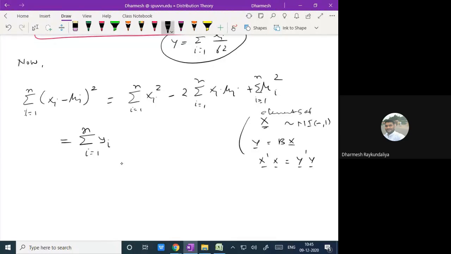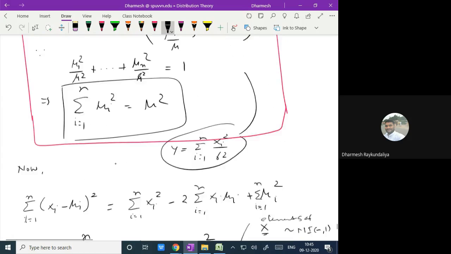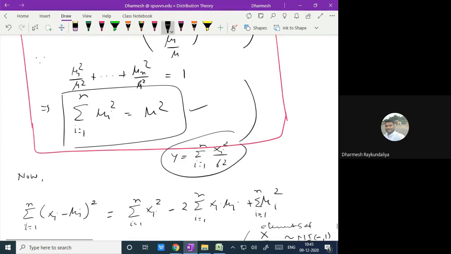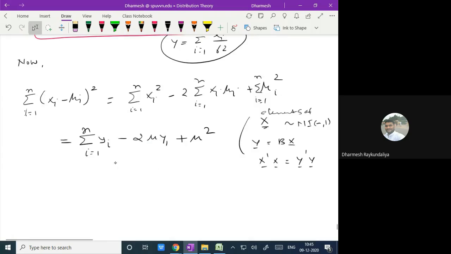And what about 2 times summation xi mu i? Can I write it as 2 times mu into y1? And this summation mu i square is nothing but mu square, because I have written this. Now I will show why I have written the 2 mu y1.